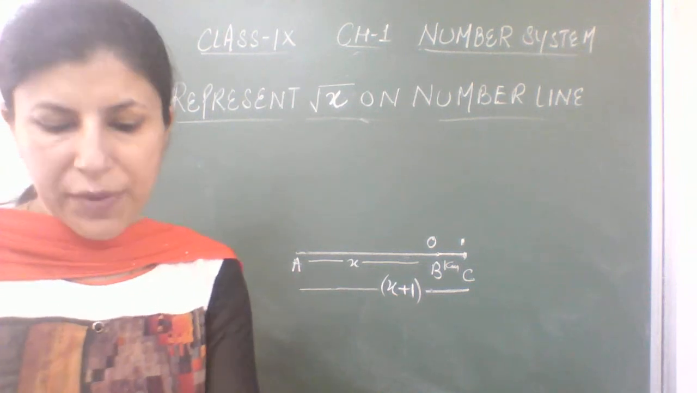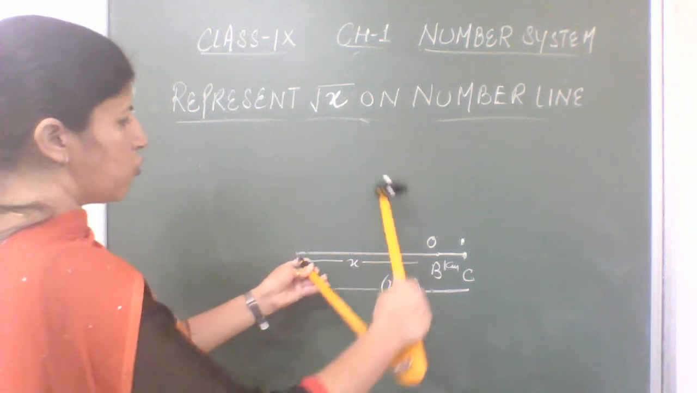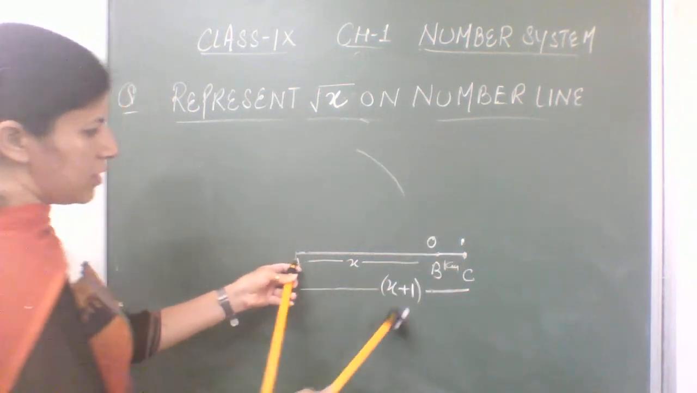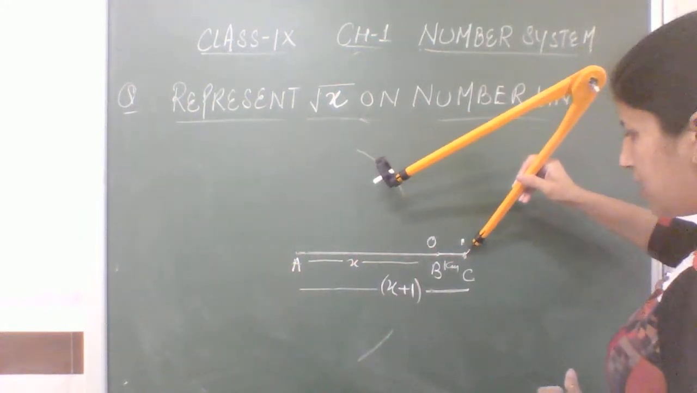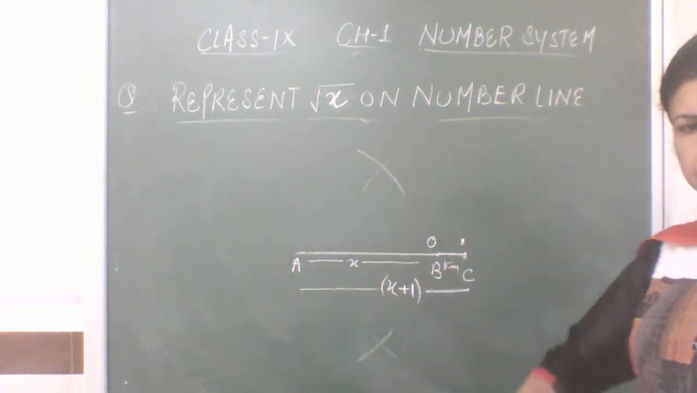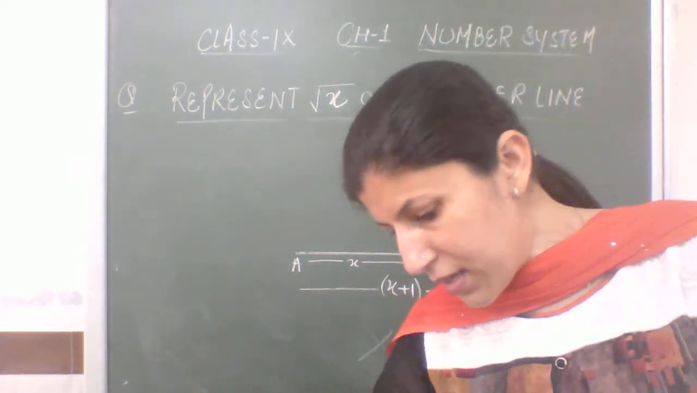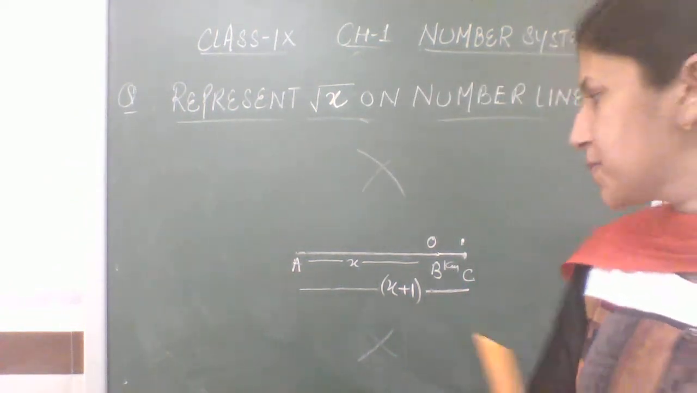Now what we have to do next? We have to draw perpendicular bisector of AC. Open your compass more than half, draw an arc, then place it at C. Again open it more than half and draw an arc, right? Then you have to draw its perpendicular.